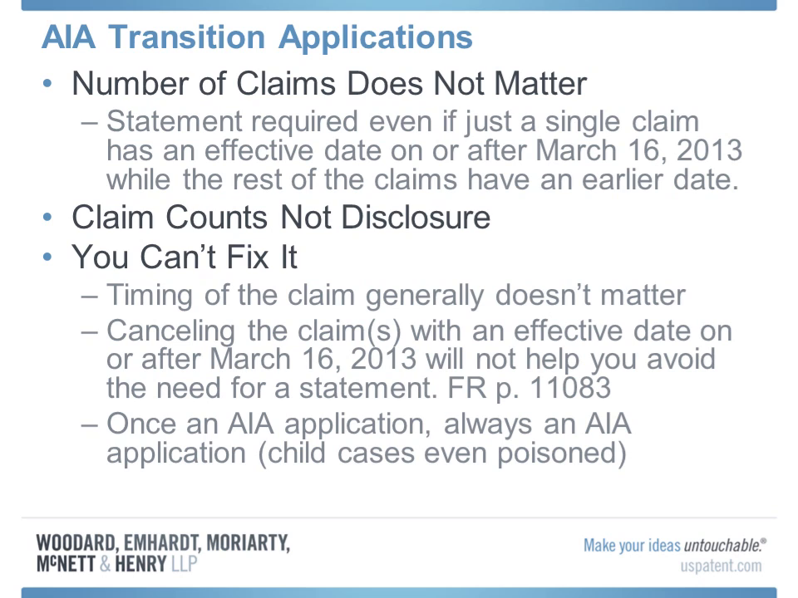If I go ahead, I can't fix it. So for example, and we'll go through this, if I file an application and I add some new matter, I have a new claim in there that doesn't have support back to the earlier application, and I go ahead and later cancel it, it's still an AIA application. It's always tarnished. Once it becomes an AIA application, you can never go back. So that's where patent attorneys can shoot themselves in the foot.